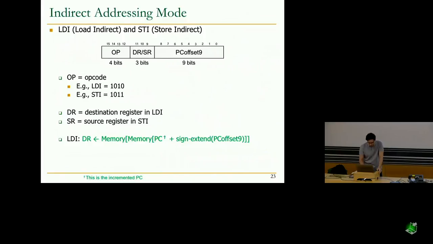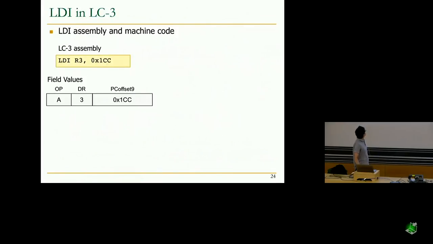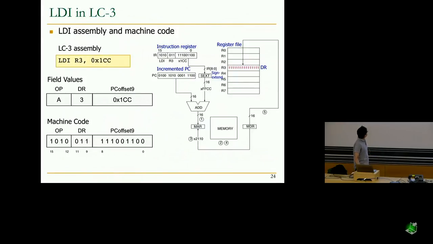And observe that what we are doing here is that we calculate one address in the same way that we did in the previous instruction, but then with this address, we access memory, and we read something from memory that is actually an address to access memory again. That's why this is an indirection. We calculate an address to access another address to access memory again. These are the semantics for STI, and now let's see how we execute, in this case, LDI, on the data path.